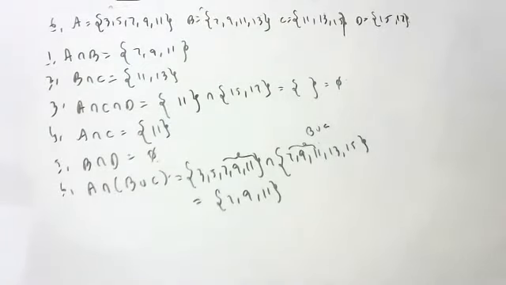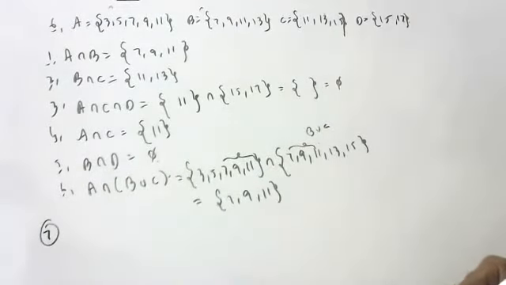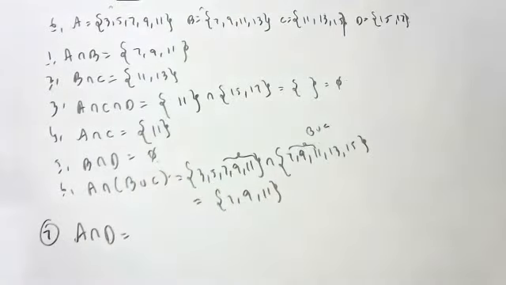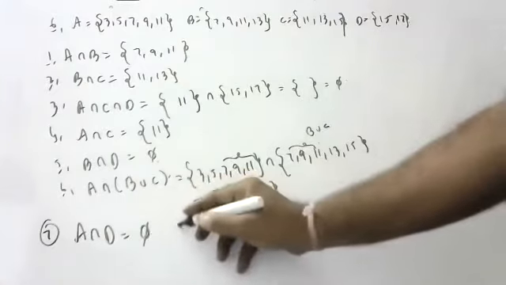Okay, next one. In the seventh bit, children, it is asking: what is A intersection D? What is A intersection D, children? Null set.